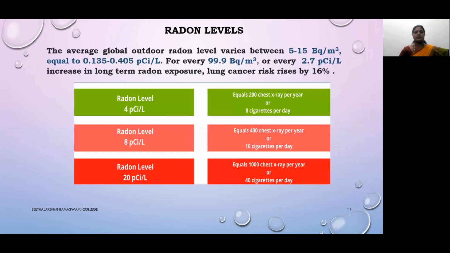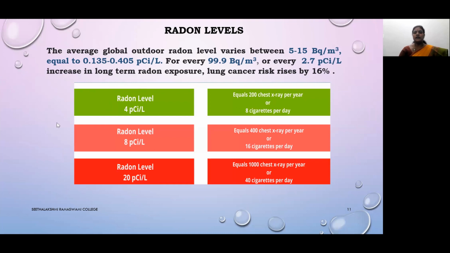Radon levels. Average global outdoor radon level varies between 5 to 15 becquerel per meter cube, which is equal to 0.135 to 0.405 picocurie per liter. Every year, for every 99.9 becquerel per meter cube, or every 2.7 picocurie per liter, increase in long-term radon exposure, lung cancer risk rises by 16%.